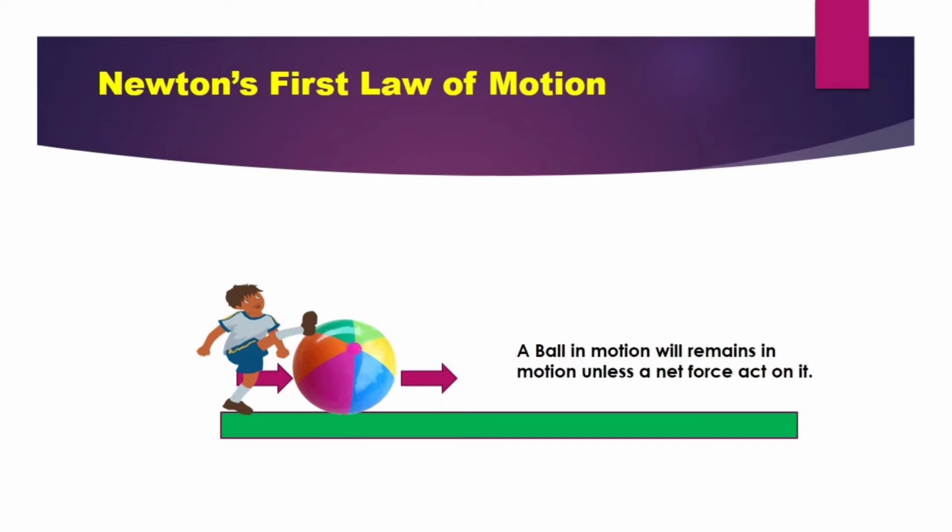Now let's say a ball is moving with constant velocity. As per Newton's first law of motion, the ball will remain in motion unless a net force acts on it. Now, you will say that practically that doesn't actually happen. When we kick the ball, after some time the ball stops. Let us understand it in detail.